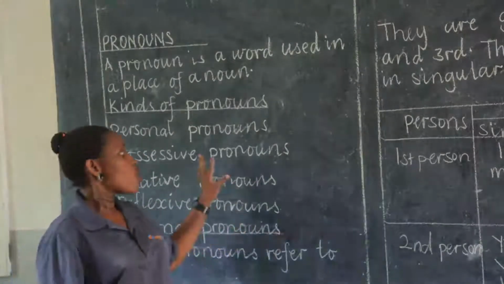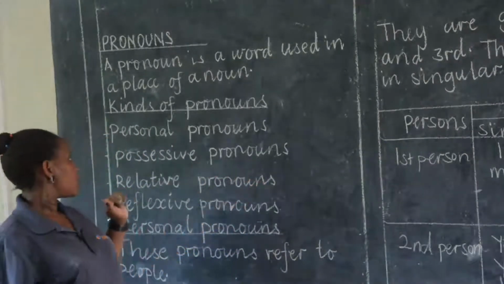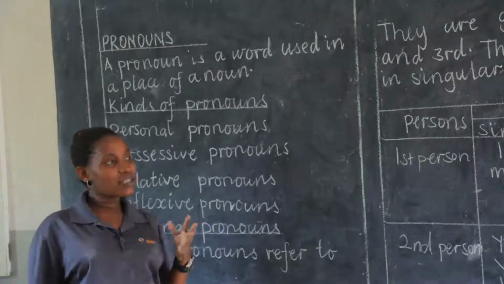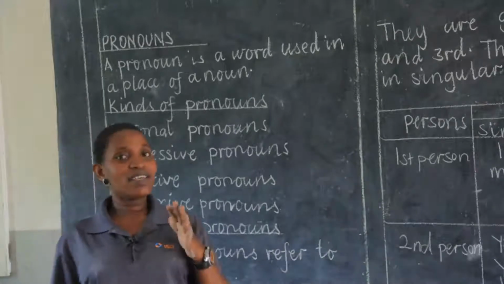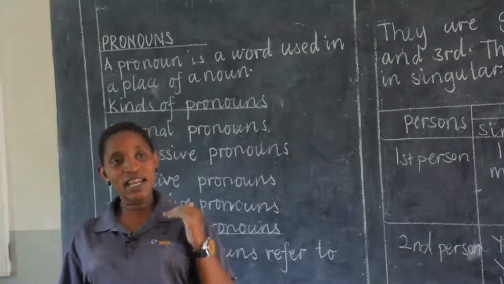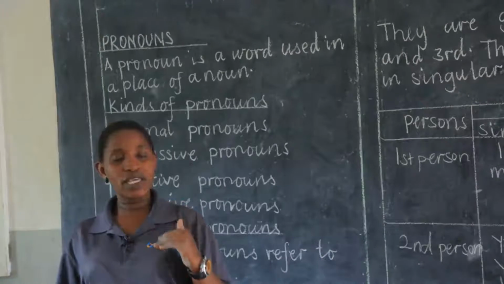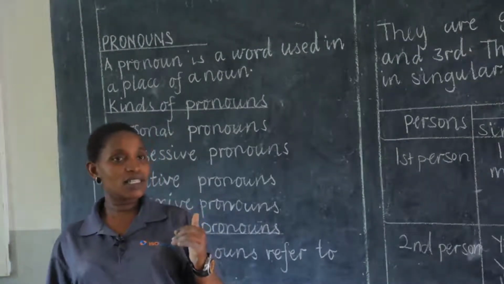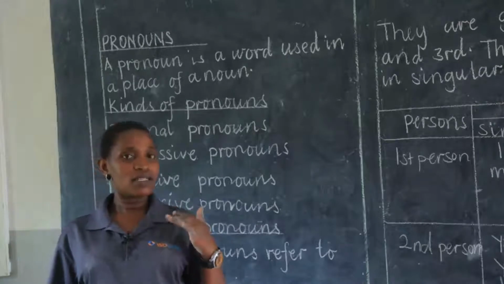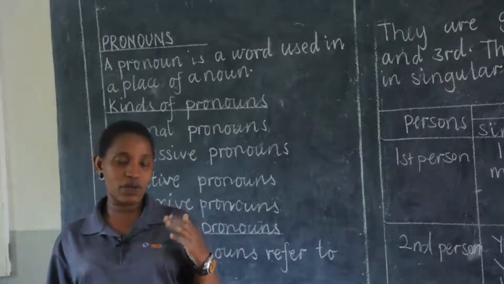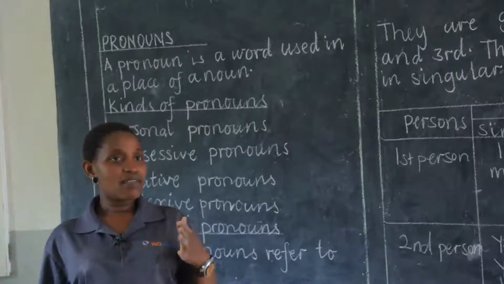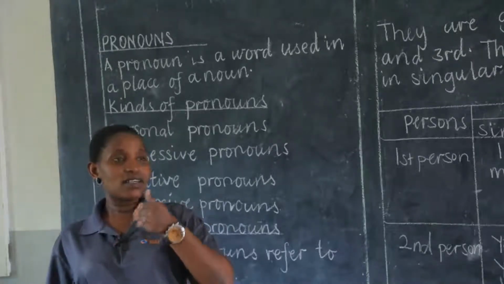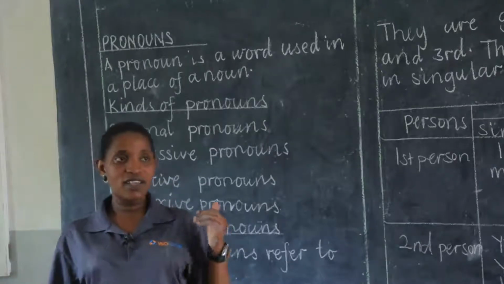They show ownership. Then we have what we call relative pronouns. Now, when it comes to relative pronouns, these are pronouns that help to start or to begin a subordinate clause. In most cases, you will find these ones in subsection 2 of the English paper. Relative pronouns help to give relation of the second sentence to the first sentence.